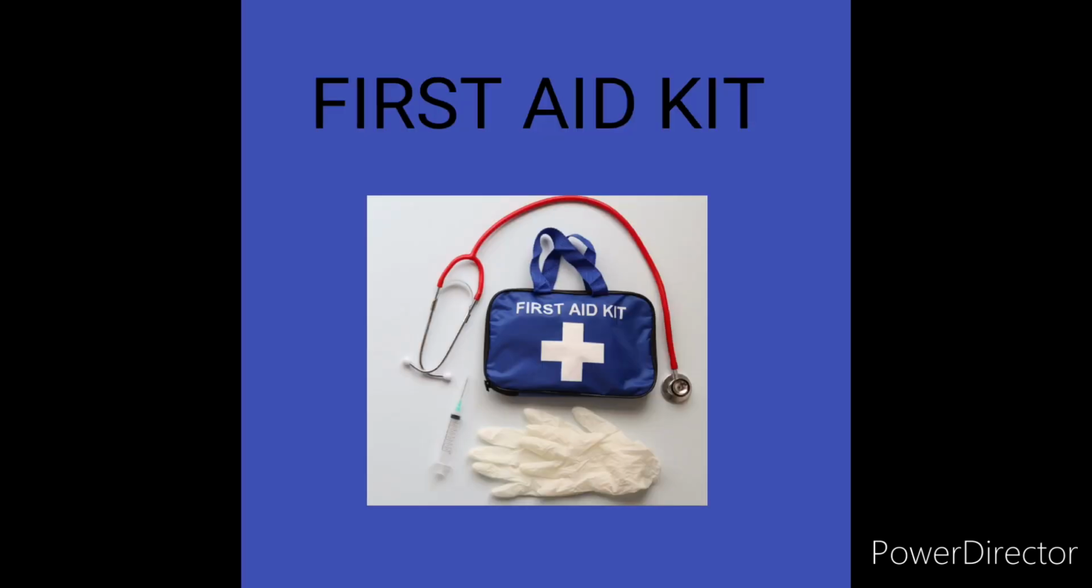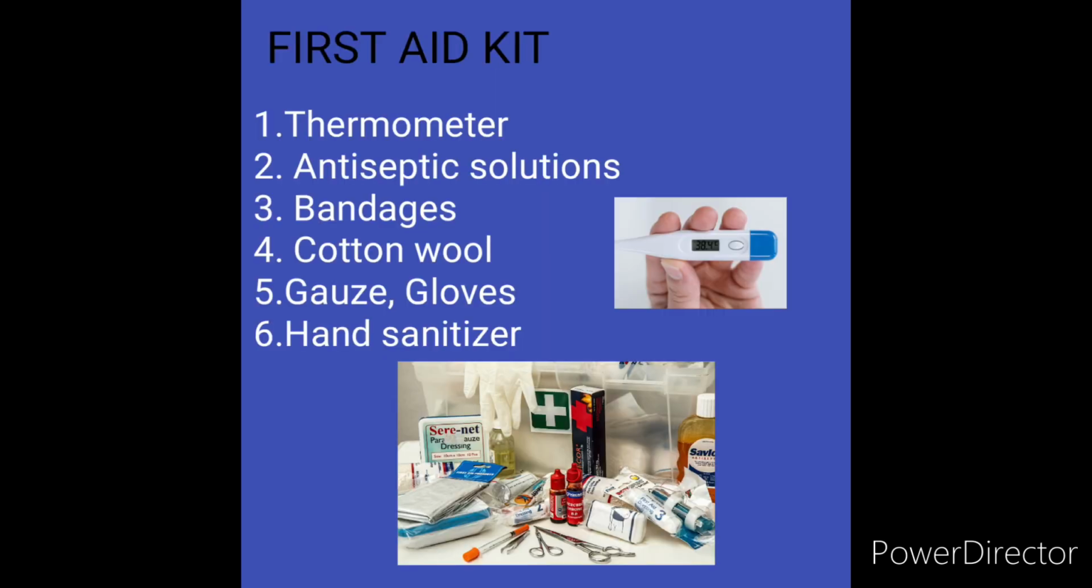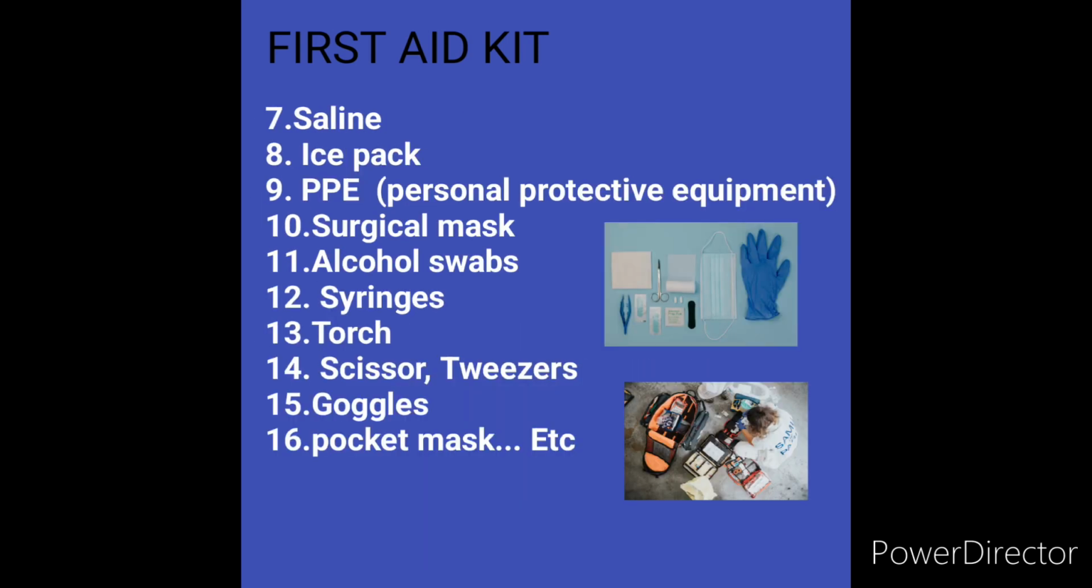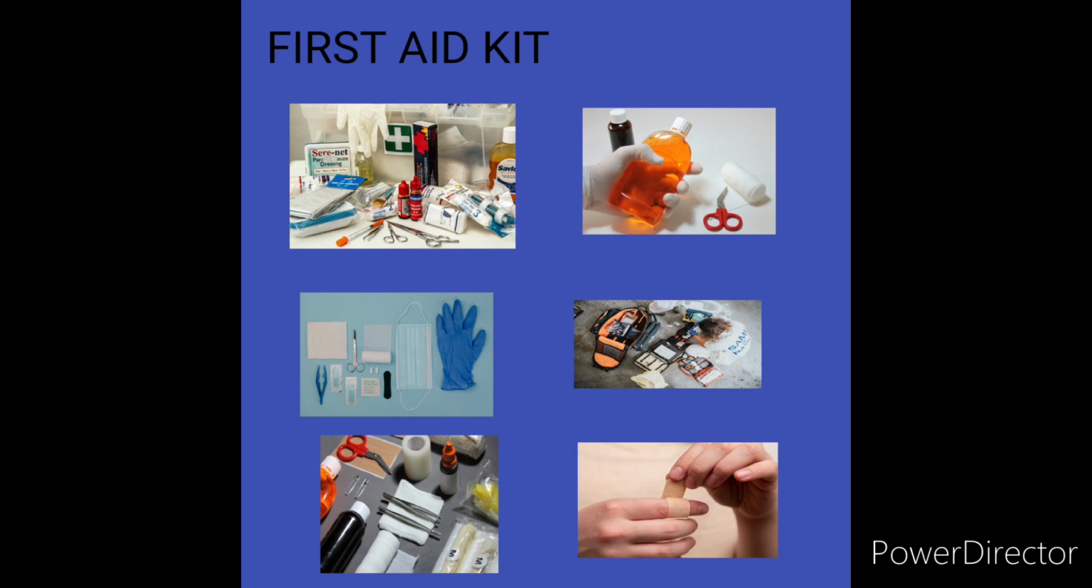First aid kit. What will come under the first aid kit? Common items like thermometer, antiseptic solution, bandages, cotton wool, gauze, gloves, hand sanitizer, saline, ice pack, PPE, personal protective equipment, surgical mask, alcohol swabs, syringes, torch, scissors, tweezers, goggles, pocket mask, etc.